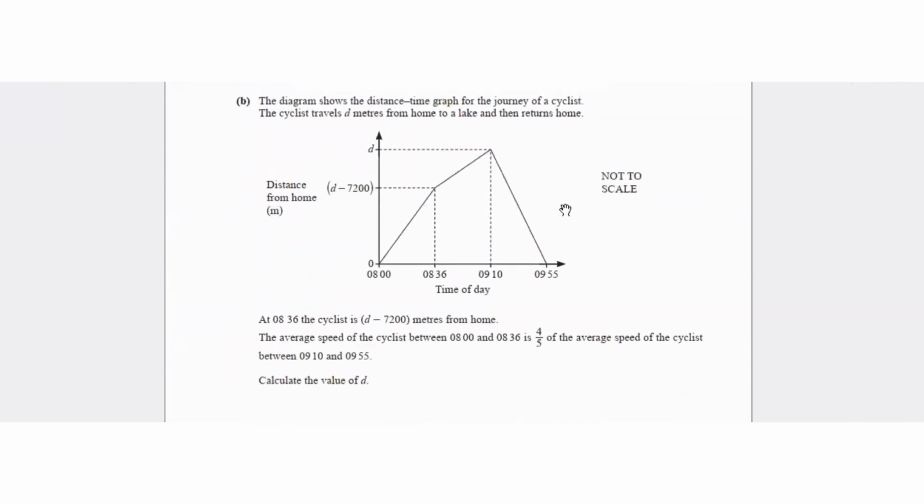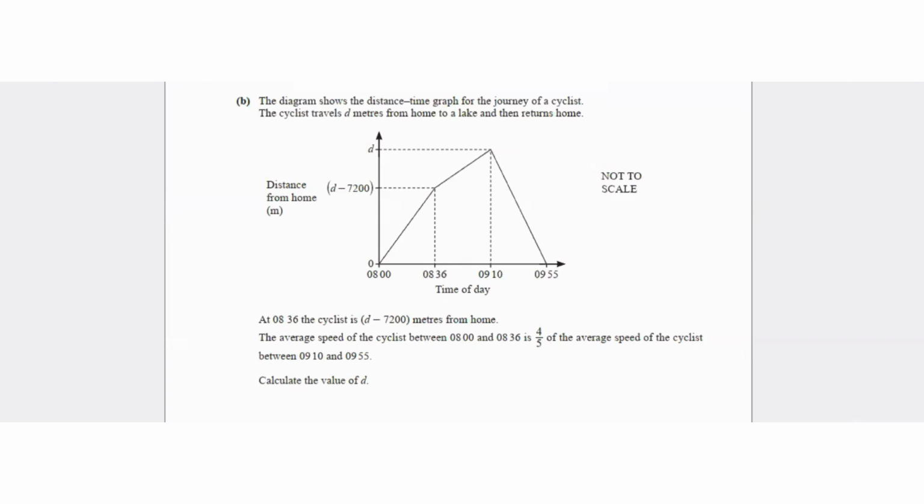And it says the diagram shows the distance time graph for the journey of the cyclist. Cyclist travels 3 meters from home to a lake and then returns home. Distance from home, which is in meters, and time of the day is given on the axes. At 8:36, the cyclist is d minus 7200 meters from home. The average speed of the cyclist between 8 and 8:36 is 4/5 of the average speed of the cyclist between 9:10 and 9:55. We have to calculate the value of d.